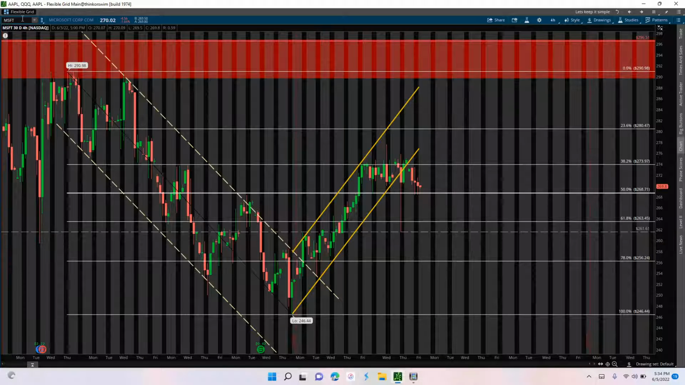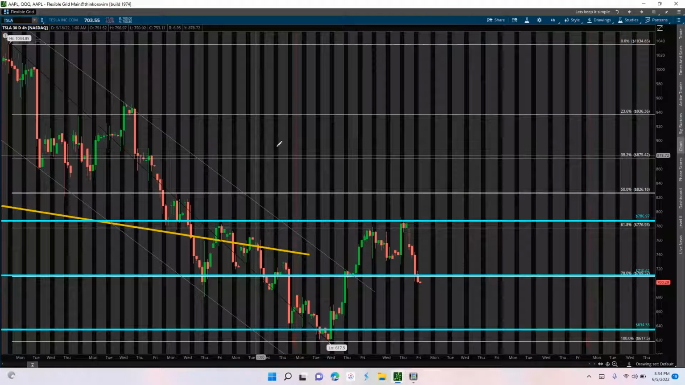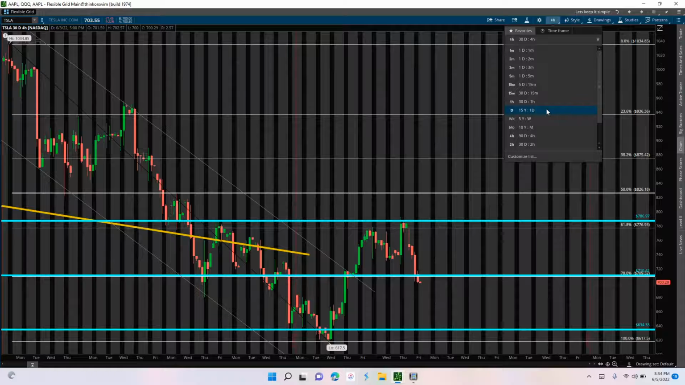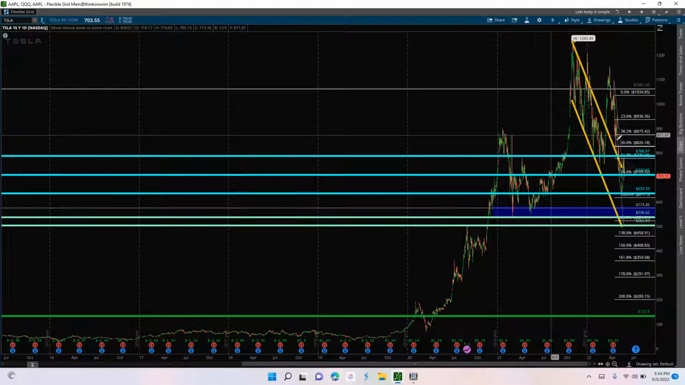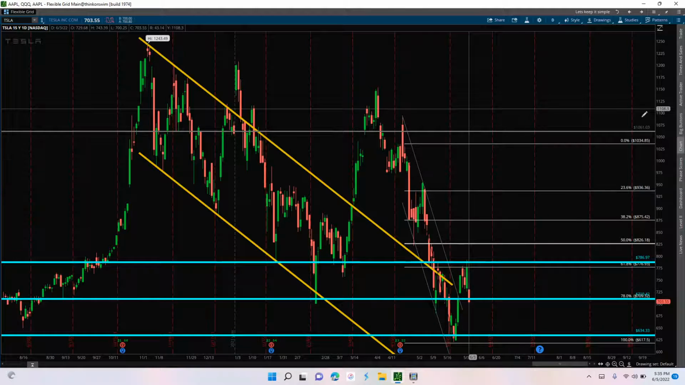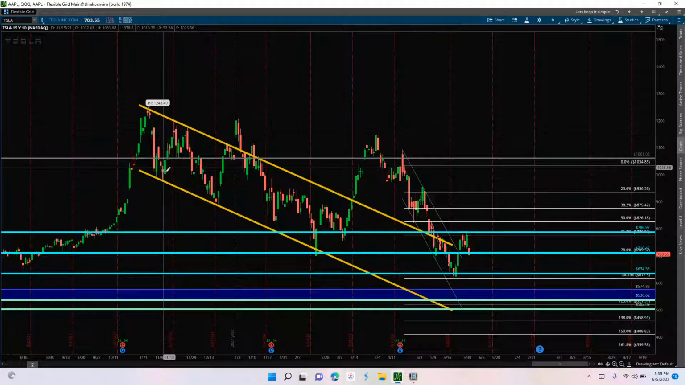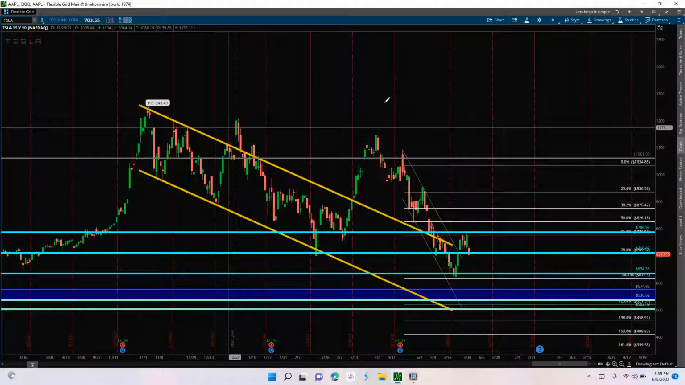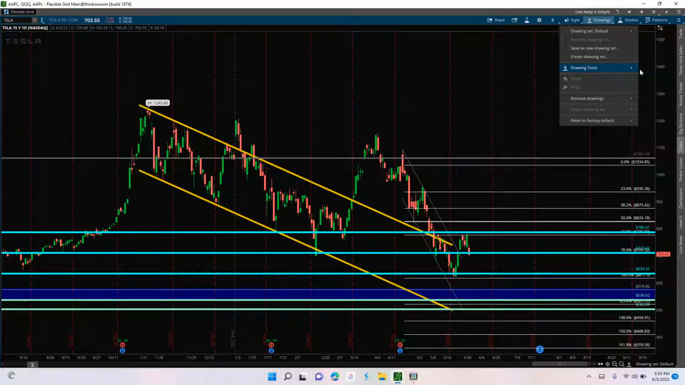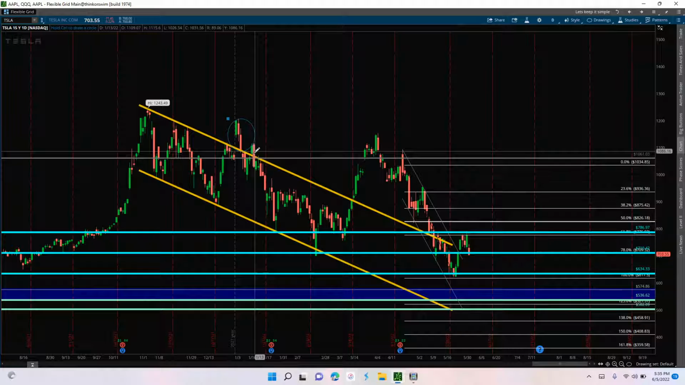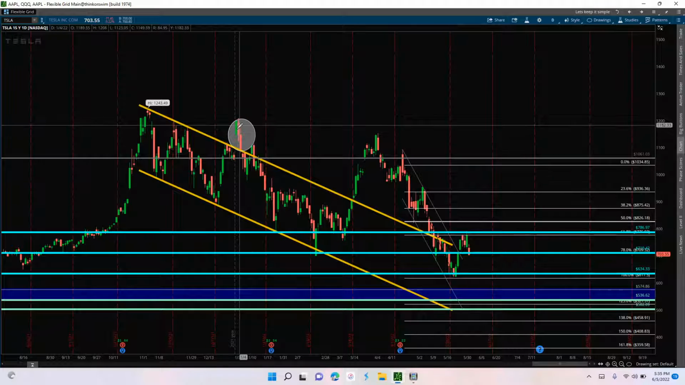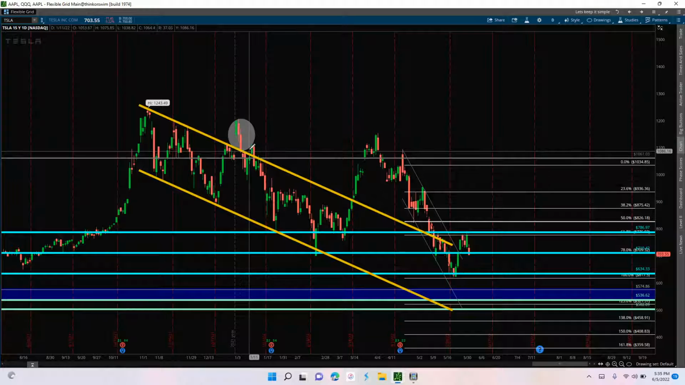Microsoft. Tesla. Now Tesla, let's look at the day. Tesla was trading within this channel right here. We broke out. This was a fake breakout. Attract buyers. See, fake breakout. Attract buyers. Back in. Try it again. Another fake. And then back in.